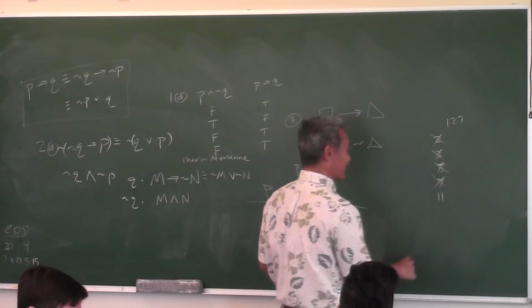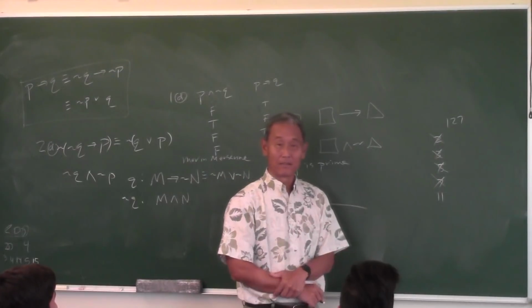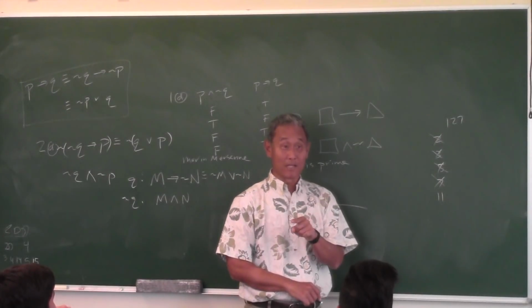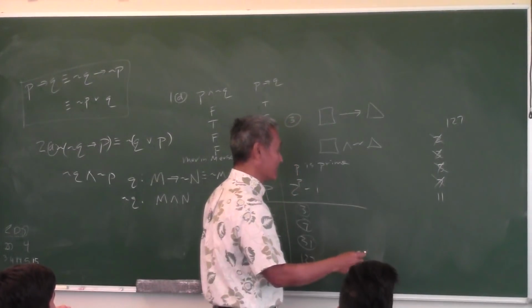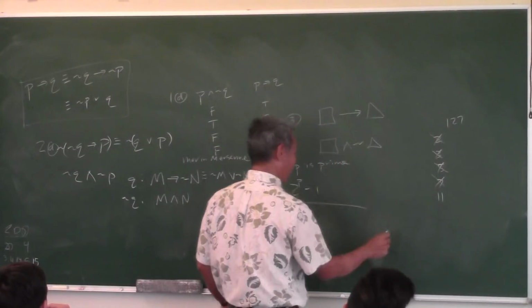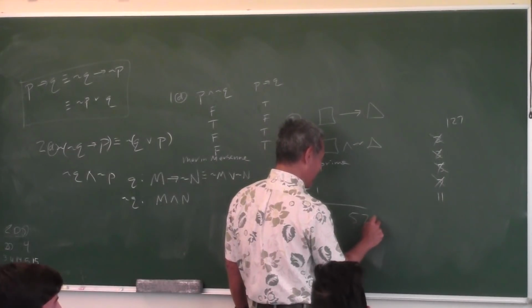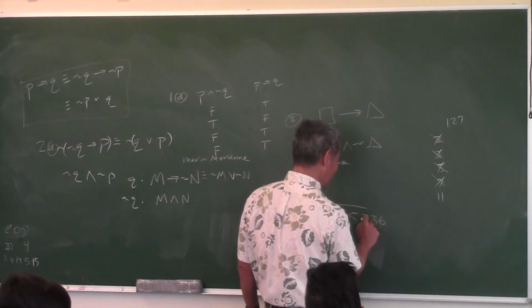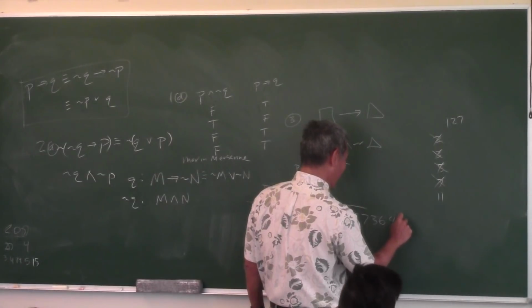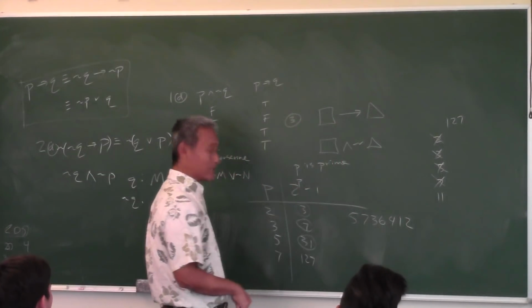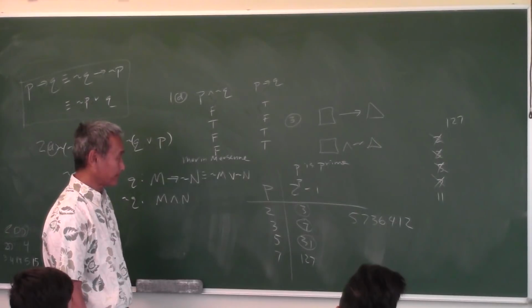Okay, next one. 11. Does 11 go into that? No. How do you know? There is a divisibility test for 11. That one I know. Okay, let me teach it to you. Suppose you have the number 5,736,412. Is that number divisible by 11? No.